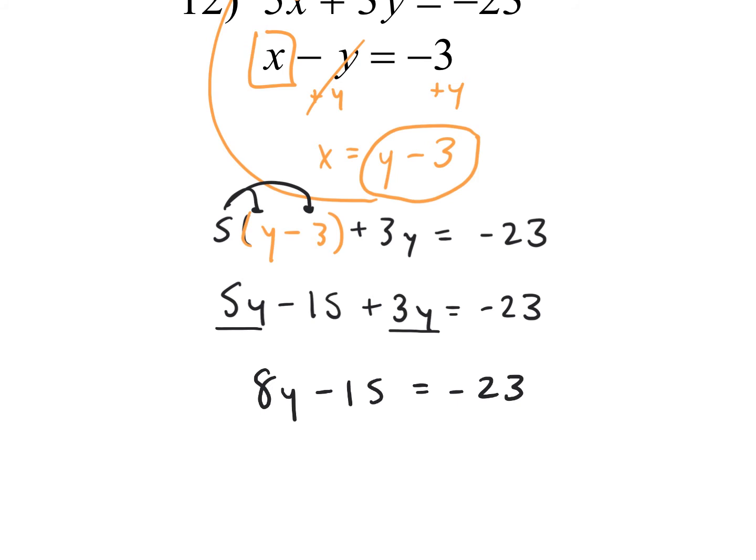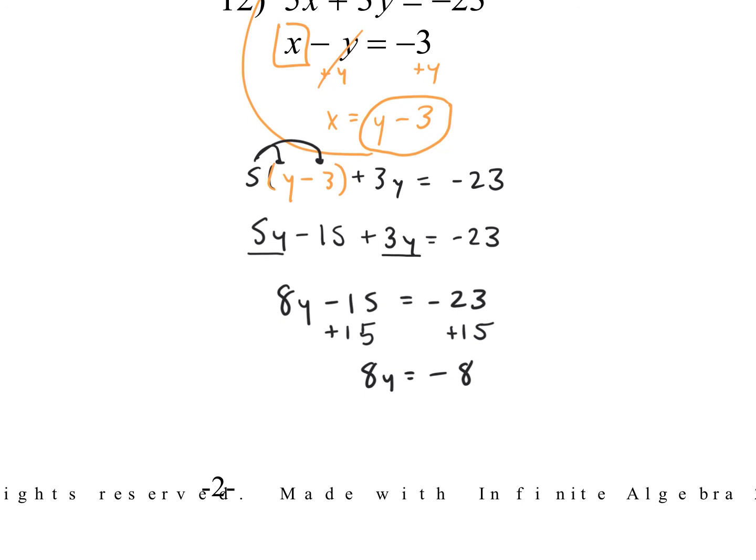What should I do next? Plus 15. So 8y is equal to, what's negative 23 plus 15? Negative 8. Felipe, what should I do next? Divide by 8, so y equals negative 1. Awesome. Y equals negative 1.